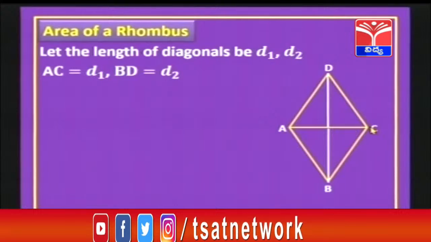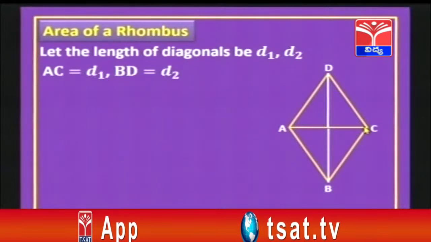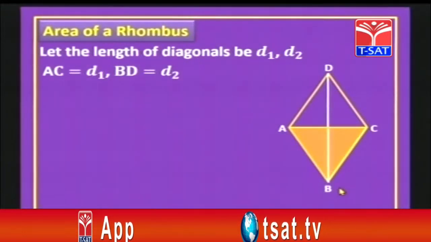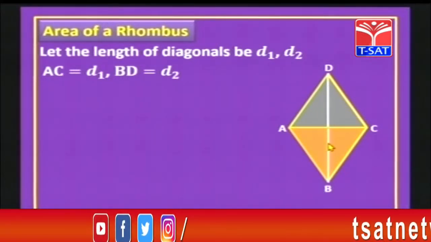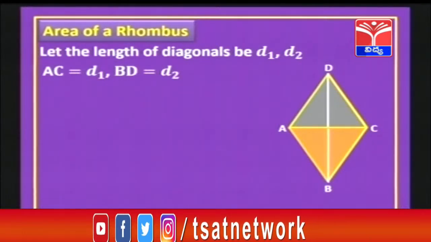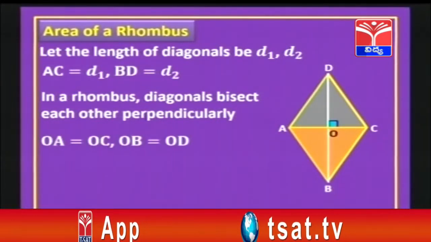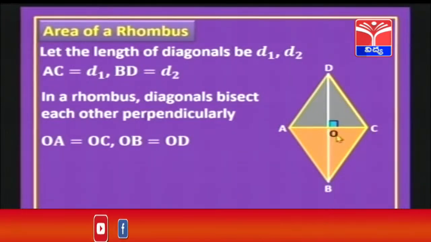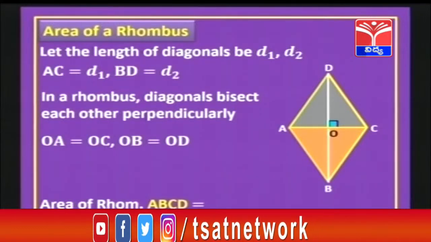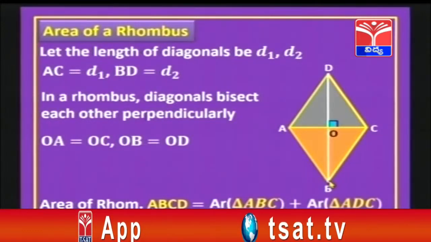So again if you notice, this diagonal AC is dividing the entire rhombus into two parts, that is two triangles, triangle ACB and triangle ACD. Now if I find the areas of these two triangles and add, I get the area of the rhombus. Okay children, so in a rhombus we have already seen the diagonals bisect perpendicularly, right? That means here OA and OC are equal and OB and OD are equal. Then what is the area of the rhombus given by? Yes, that is the area of triangle ABC plus the area of triangle ADC.